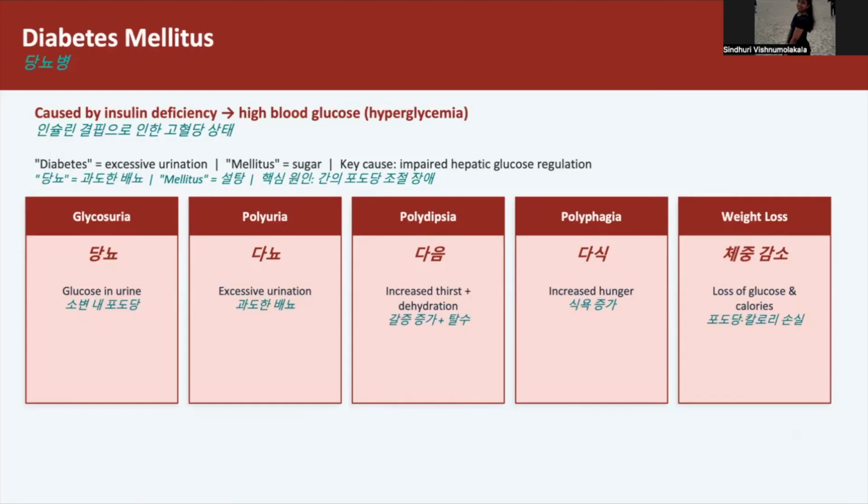Now, what are the signs and symptoms? These are mainly due to hyperglycemia. The signs and symptoms we see are because of the increased blood sugar and decreased utilization of glucose. That means there is a lot of sugar in the blood, but it cannot be utilized by the muscles or the cells. So this is called starvation in the midst of plenty.